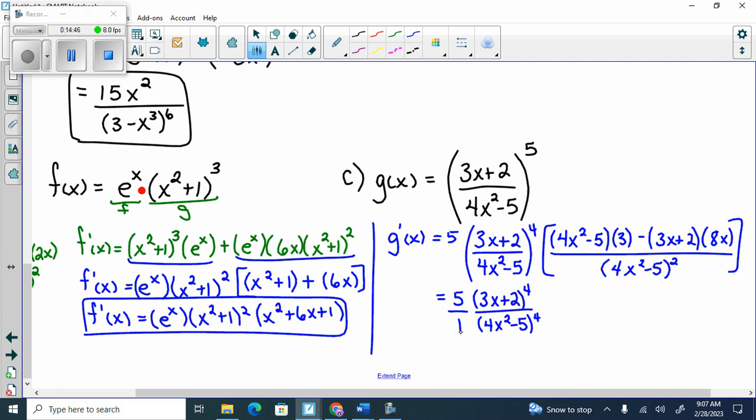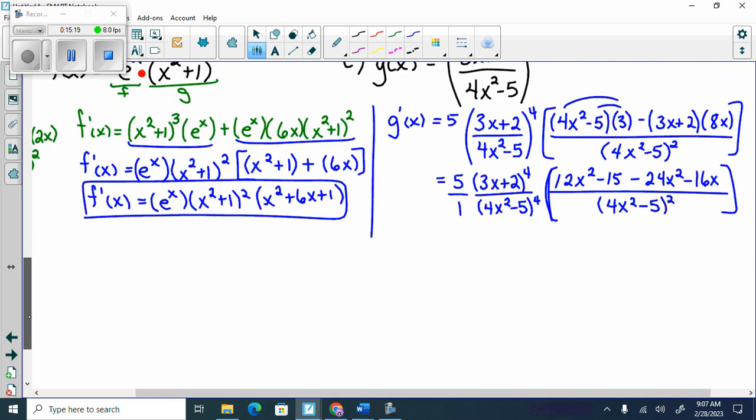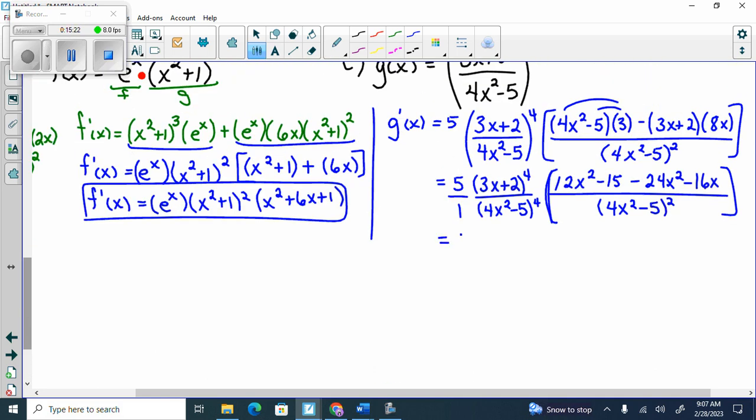Okay, so we're going to distribute here, and we're going to get 12x squared minus 15, and then minus 24x squared minus 16x, all over 4x squared minus 5 squared. I'm not sure why I'm putting brackets around both of them. They don't need the brackets. So I can get 5 over 1.